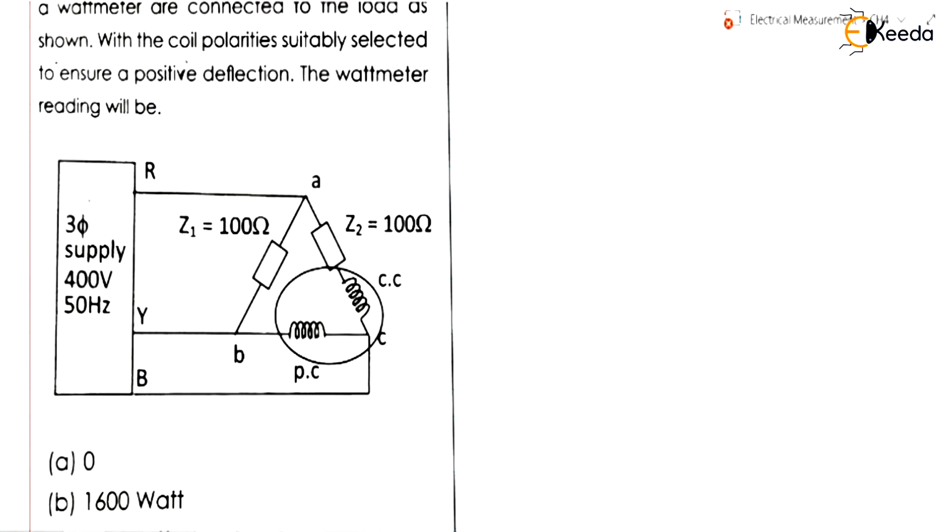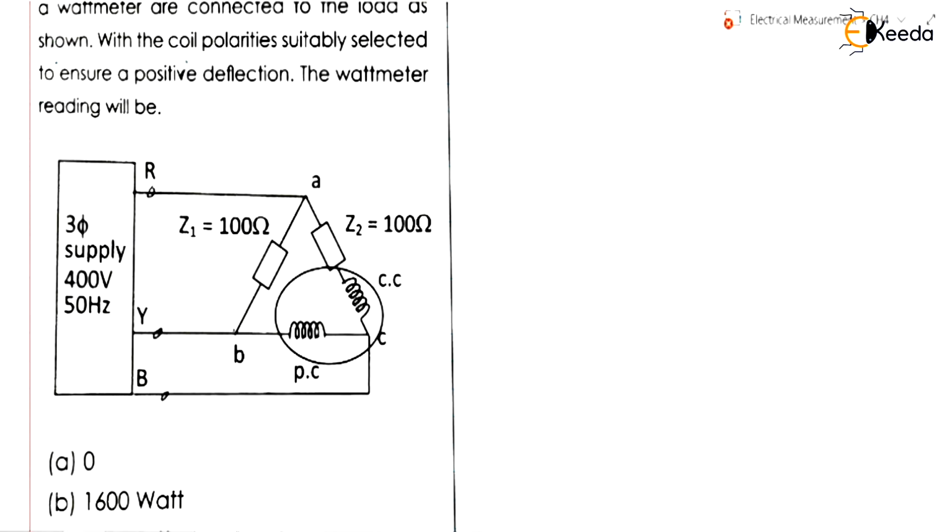Here we have a three-phase balanced supply. Line voltage is 400 volt. Always keep in mind, in a three-phase supply, unless it is specified otherwise, the given voltage by default will be a line voltage. We have three lines R, Y and B. The load is connected in delta, but the point to be noted is that the current coil is connected in phase AC, whereas the pressure coil is connected between points B and C, which is nothing but phase Y and B.